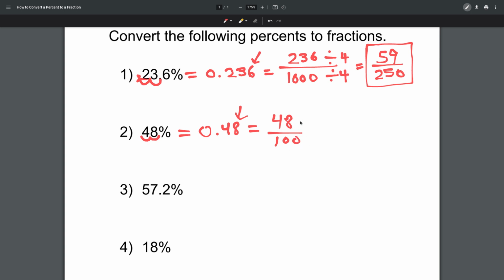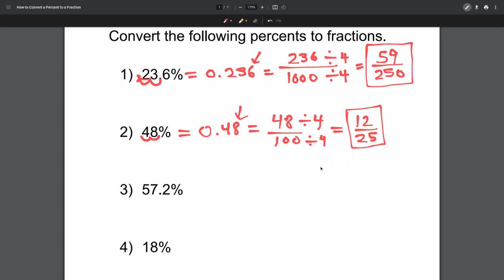48 and 100 are both divisible by 4. But if you didn't know that, you could start dividing by 2 and then just divide by 2 again. So 48 divided by 4 is 12, and 100 divided by 4 is 25. 12 is divisible by 1, 2, 3, 4, 6, and 12. 25 is divisible by 1, 5, and 25. So this is as simplified as we can get this one.